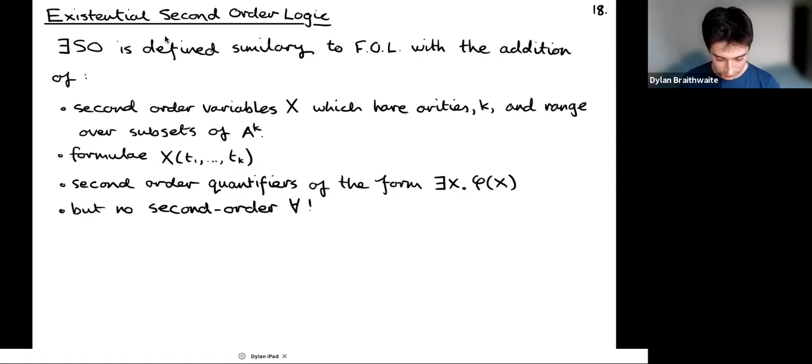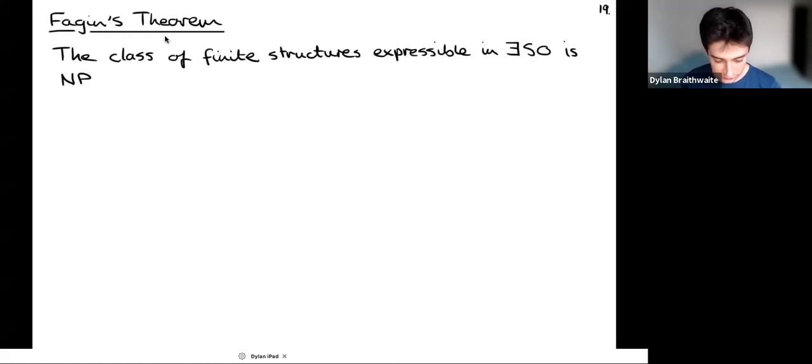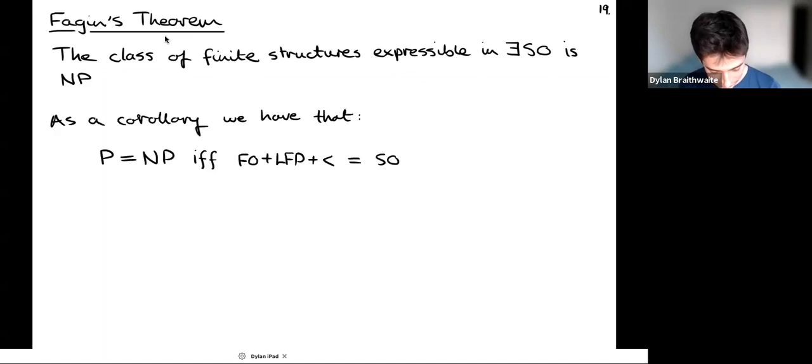And in that case, we have something called Fagin's theorem, which says the class of finite structures expressible here is NP. And we don't need the linear order anymore because you can just existentially quantify a linear order. A cool corollary of that is that P equals NP if and only if first order plus least fixed point plus linear order is equal to second order. And I've dropped the existential quantifier here because P is closed under complements.